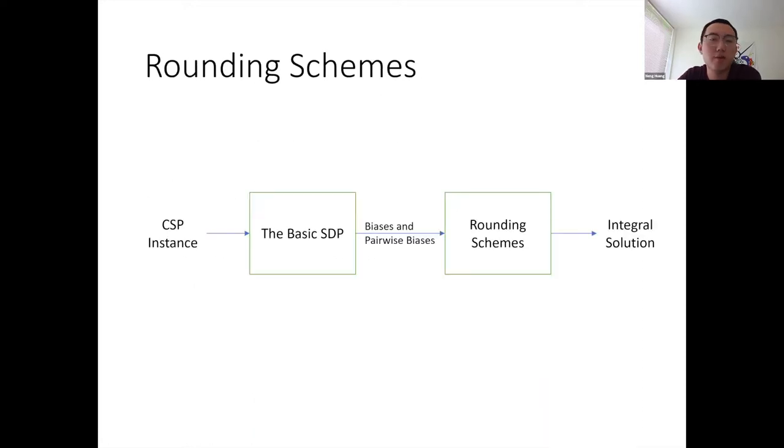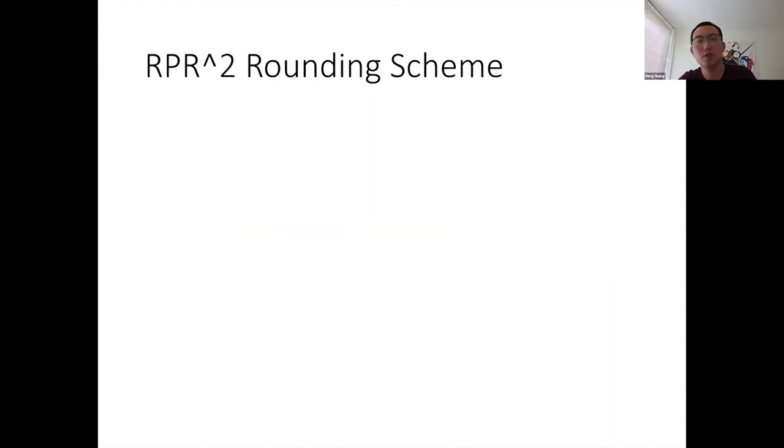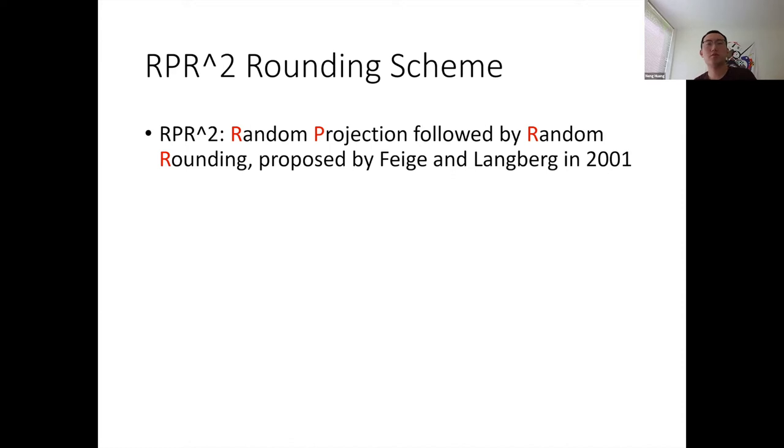After we have the basic SDP, we feed in the CSP instance, and we get a bunch of biases and pairwise biases. The next step is to come up with a rounding scheme, which is an algorithm that turns these biases and pairwise biases into integral solutions. Let me talk about this generic family of rounding schemes called the RPR squared rounding scheme. RPR squared stands for random projection followed by randomized rounding, and it was proposed by Feige and Langberg in 2001.